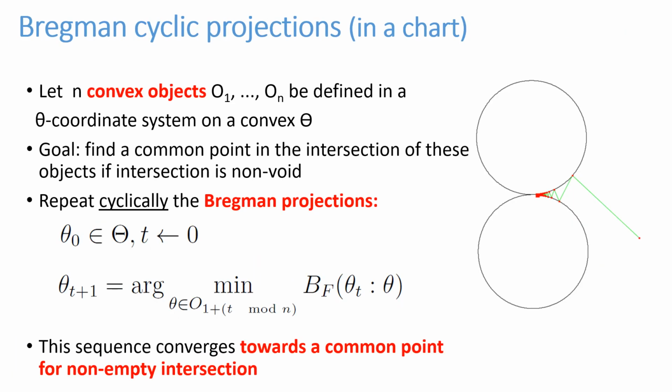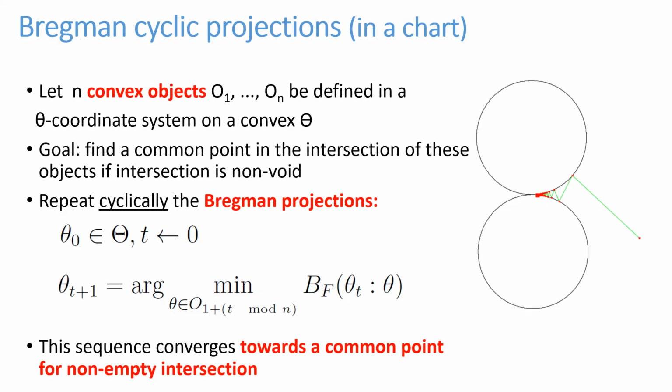Actually, as I quickly mentioned earlier, the definition of Bregman divergences was motivated by some problem in operations research. We are given a finite set of n convex objects in some coordinate system theta, and we wish to find a common point in their common non-void intersection.